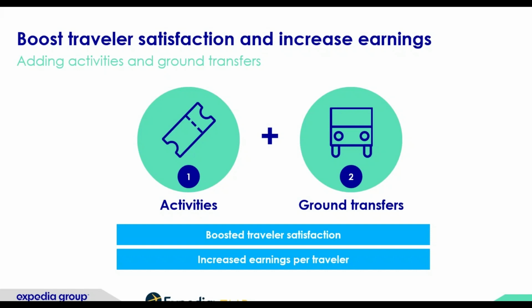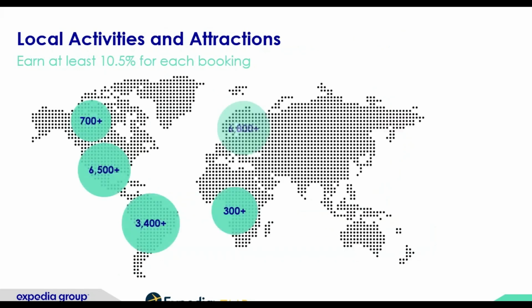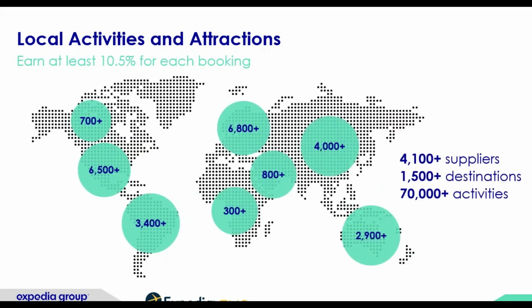With activities and ground transfers, you're adding benefits to how you can provide for your traveler with Expedia TAAP. As mentioned, we have over 70,000 activities around the world, and you earn at least 10.5% for each booking too. What's great about activities and attractions is that you can book thousands of local activities as well for your traveler. So this can be in their hometowns or even destinations just a few hours away. I can speak from experience about the variety. I have booked activities all over the world from Expedia TAAP and have found some better deals than booking direct as well.